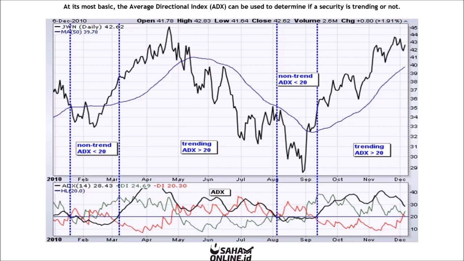At its most basic, the average directional index, ADX, can be used to determine if a security is trending or not. This determination helps traders choose between a trend-following system or a non-trend following system. Wilder suggests that a strong trend is present when ADX is above 25 and no trend is present when ADX is below 20. There appears to be a gray zone between 20 and 25.